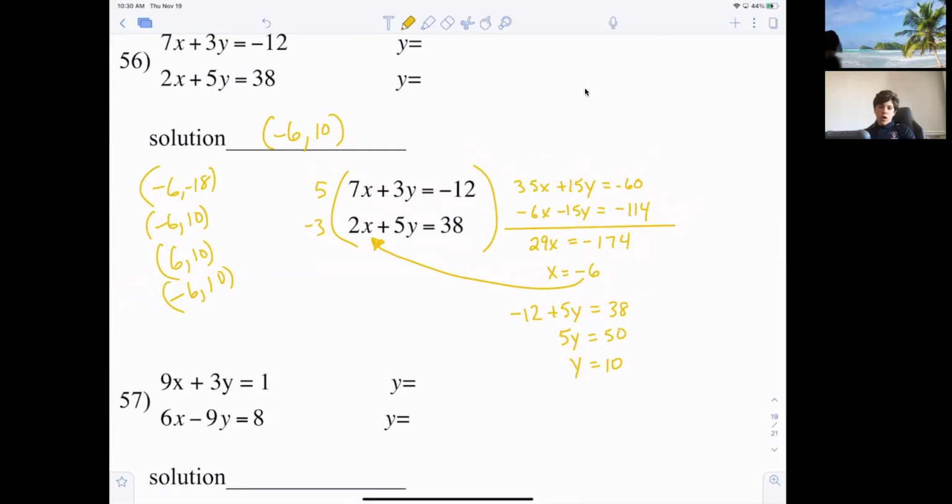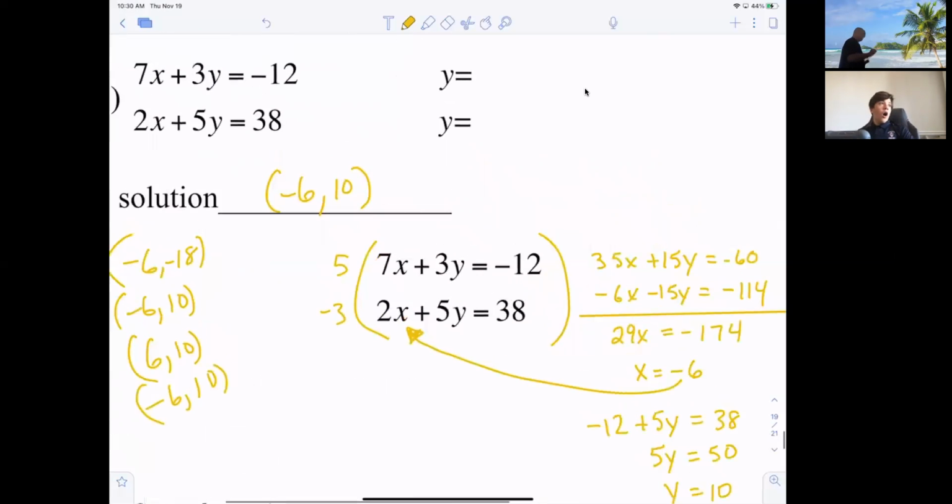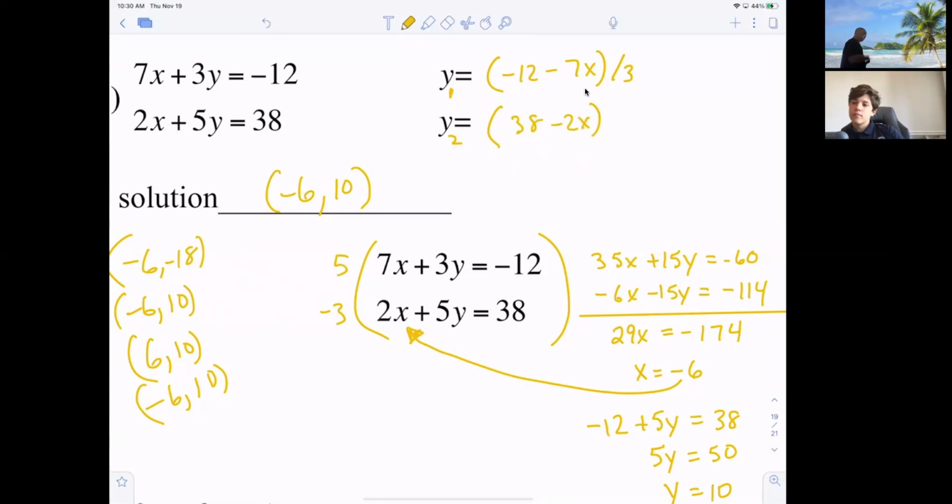Now what we're going to do now is we're going to go to y1. Let's check our work. Parentheses, what do I write down? -12 minus 7x divided by 3. Then, second one, 38 minus 2x divided by 5. You just check your work on that, guys.